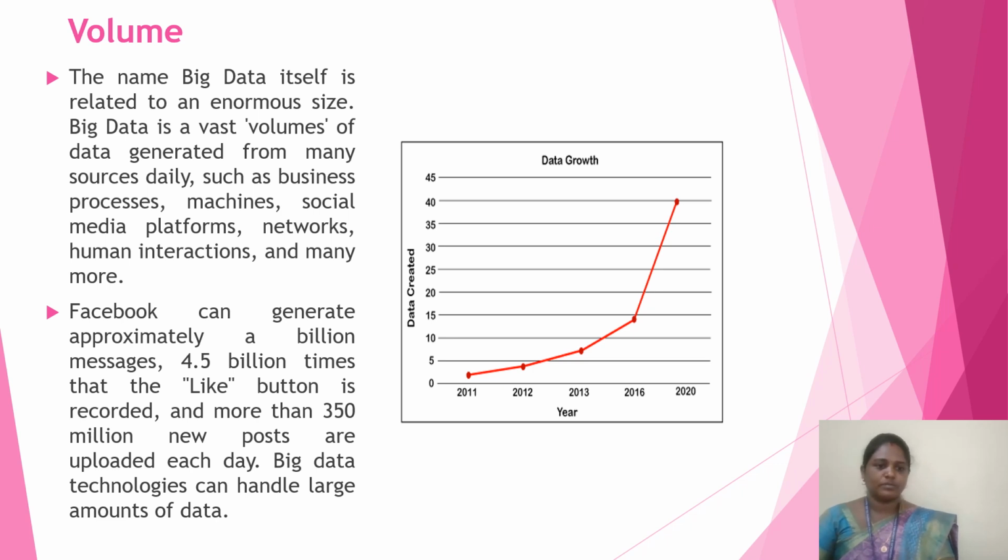The first characteristic is volume. For example, in this diagram, from the year 2011 the data gradually increased, day by day, with a large amount of data stored. So the volume can be represented in a line chart diagram. For example, Facebook can generate approximately billions of messages, 4.5 billion times the like button, share button, which means like, share, and subscriptions, which means following.